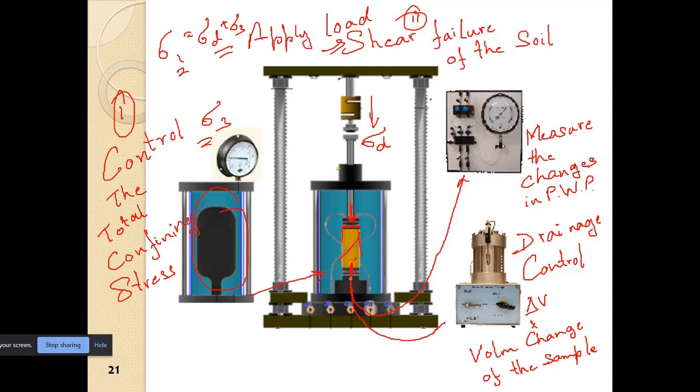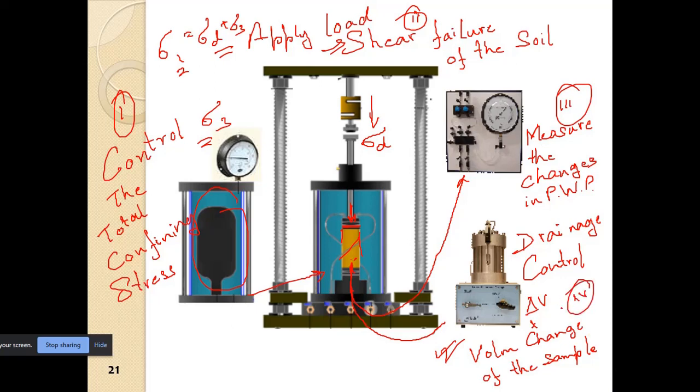So if water flows out of the sample, that means the volume of the sample is now reduced. So basically the void ratio or the porosity of the sample will get reduced. If there is drainage into the sample, that means the volume of the sample is now increased. So the porosity or the void ratio of the sample will increase. So that is what we can measure. This is number 3, and this is number 4.